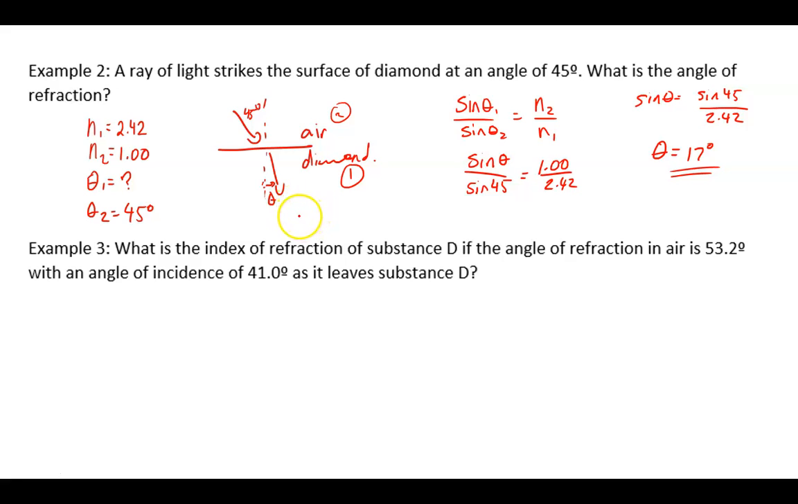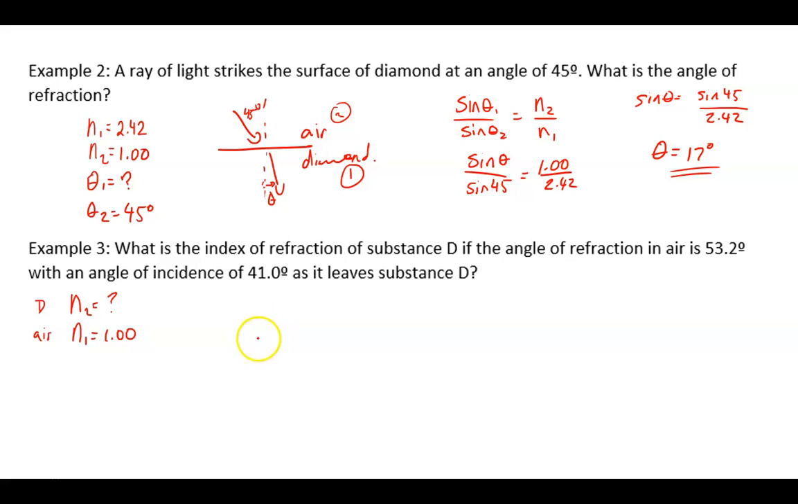Taking a look at example number 3 here. What is the index of refraction of substance D? We don't know what substance D is, so we're looking for it. We're going to choose substance D to be n2 here, as it leaves air, so air is going to be our substance 1, 1.00. The angle of incidence as it leaves substance D.